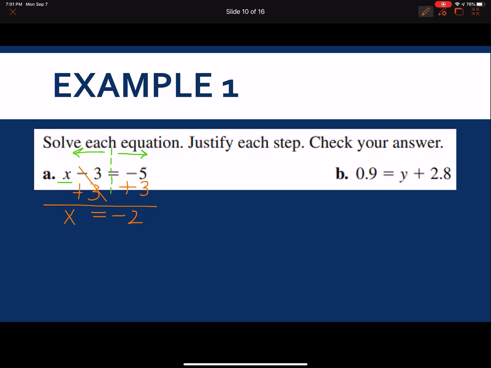Now I'm going to check my answer. So if I were to take this solution and substitute it into the original equation in place of x, I have -2 subtract 3 equals -5. So if I put that in my calculator, if I do the math, it doesn't matter. I end up with -5 equals -5, which does check out as my solution. So I know that x equals -2.